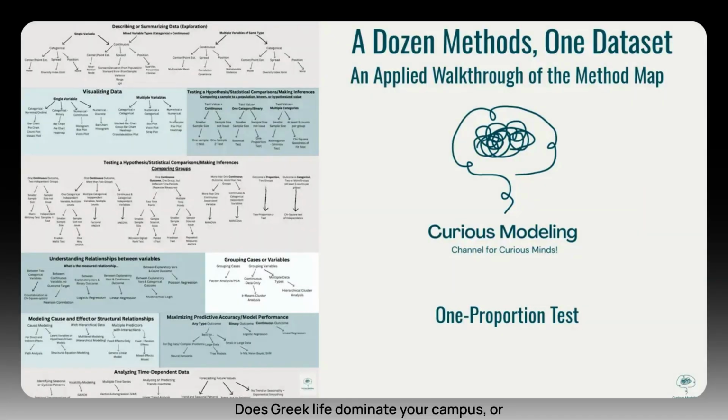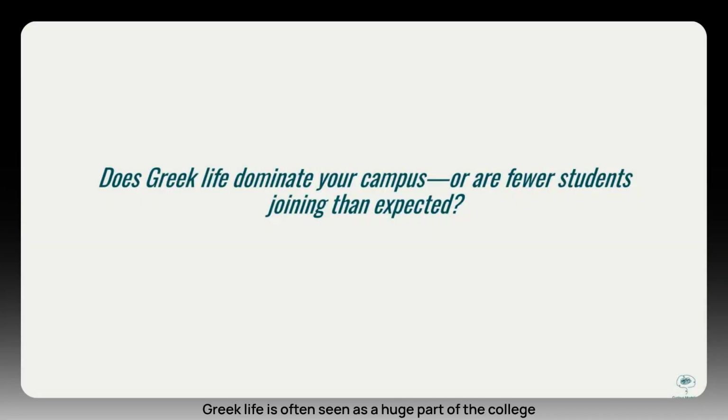Does Greek life dominate your campus, or are fewer students joining than expected? Greek life is often seen as a huge part of the college experience, but how many students are actually joining? Let's say your school believes about 20% of students typically join a sorority or fraternity. You've got current data, and now you want to know, is the proportion in your sample significantly different from that 20%? That's exactly what a one proportion z-test is designed to answer.